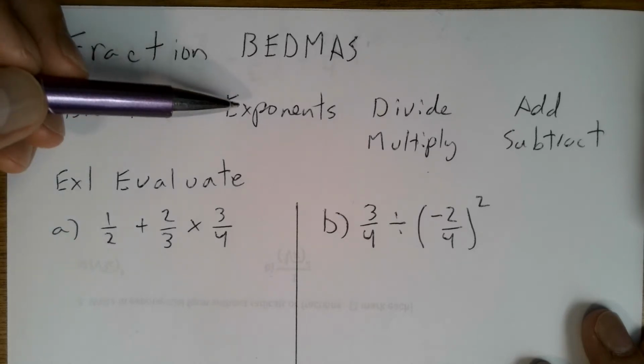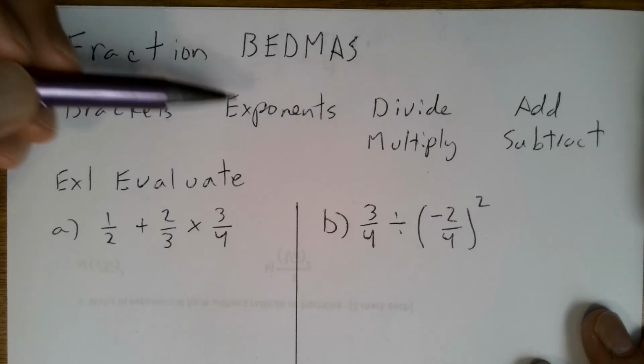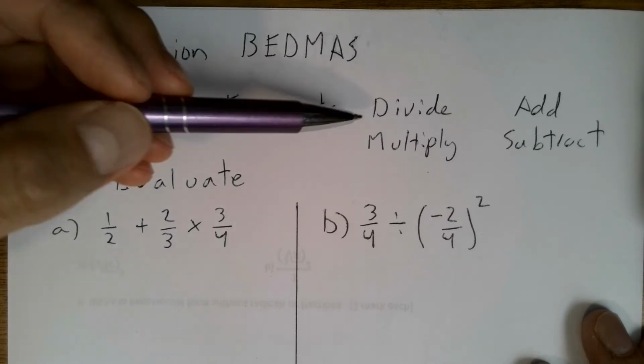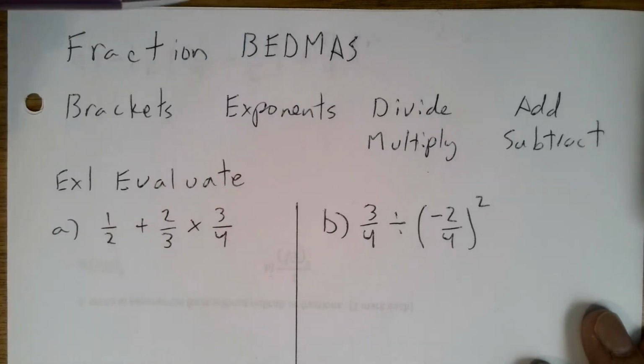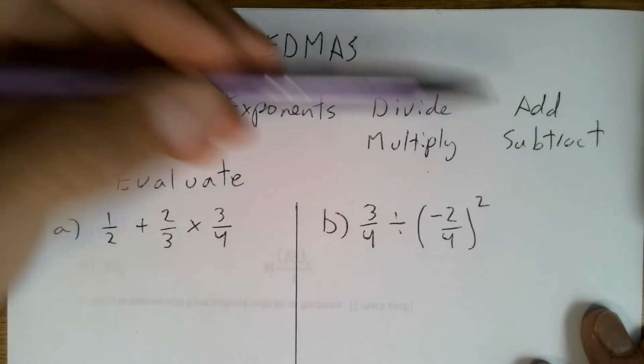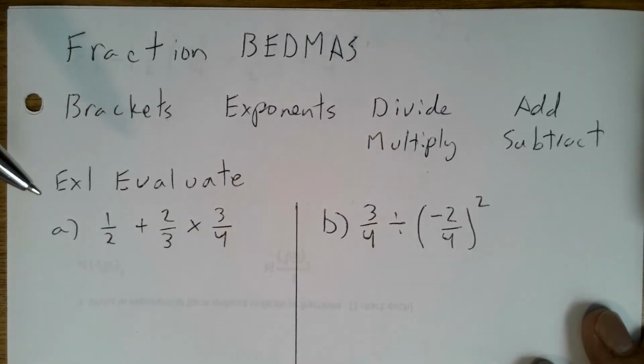First is brackets. Next is exponents. After that, dividing and multiplying are at the same level, which is first left to right, and then adding and subtracting are the last level, whichever comes first left to right.